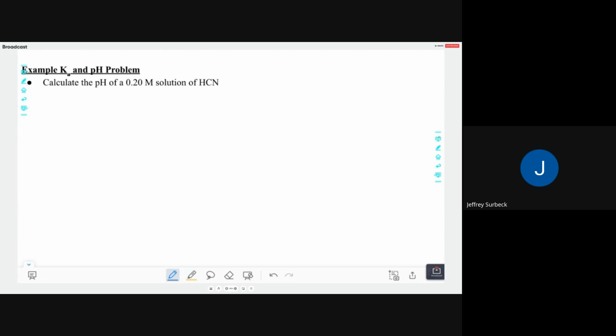Okay, so we're going to start with HCN. Okay, again, give yourself a little room on the left-hand side because we're going to need it there. But we have HCN. It's an aqueous solution, which means we have to react it with what?